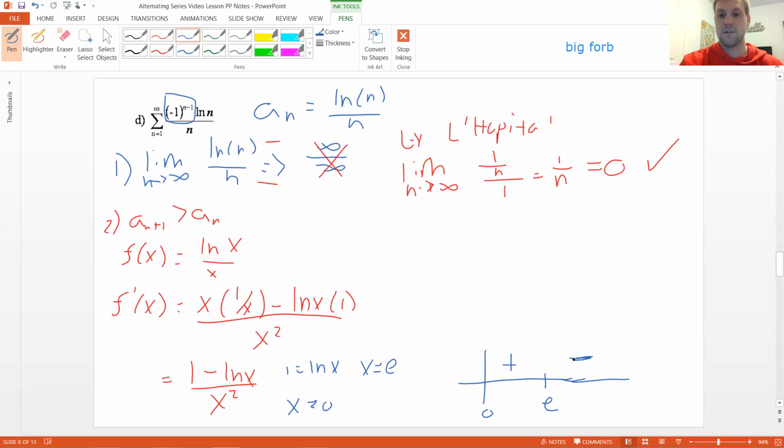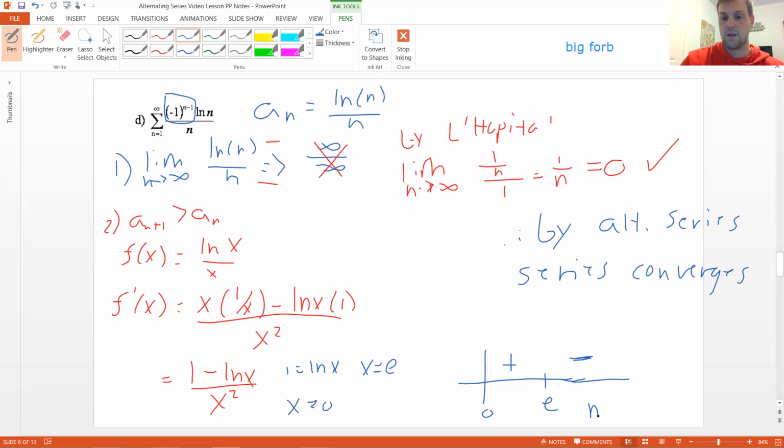So ultimately it's decreasing, so therefore, by the alternating series test, I'm just going to write series converges. And if you want me to say what I did earlier, we can say it's decreasing whenever n is greater than or equal to 3 in this case, since e is like 2 point something. So I need to move on to the third term before it starts decreasing. But anyway, ultimately it's decreasing and we're good to go.